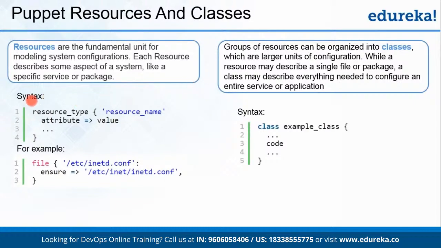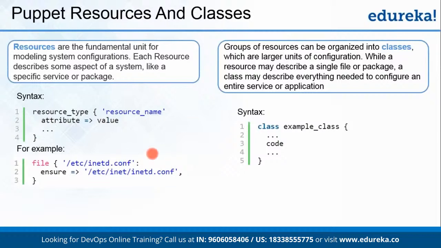Now here we have the syntax of the resource. First you write the type of the resource, then you give a name to it in single quotes and various attributes that you want to define. In the example I've shown you, it will create a file that is inetd.conf, and this attribute will make sure that it is present. So let us execute this practically, guys.